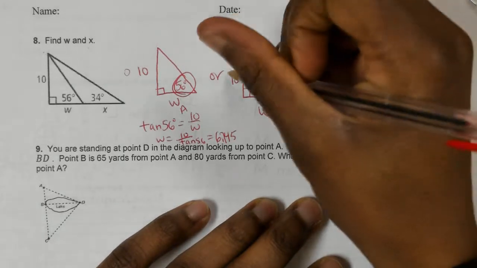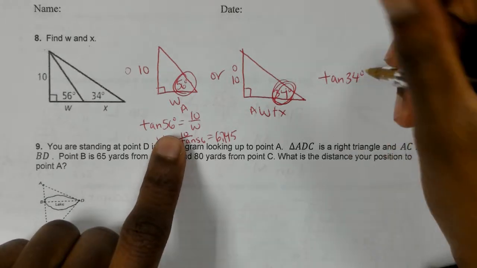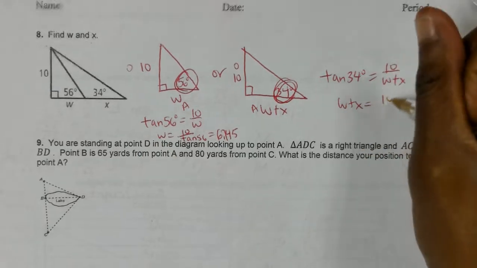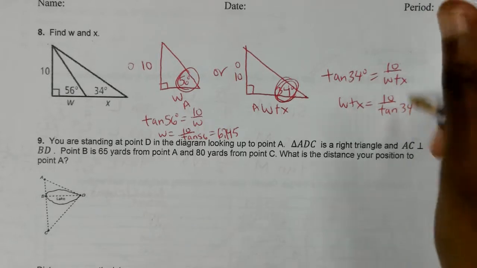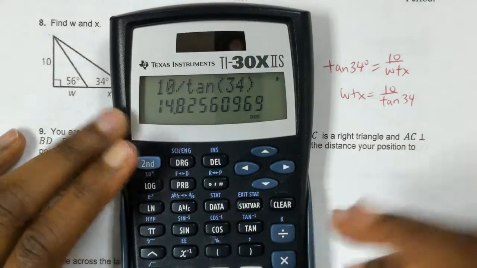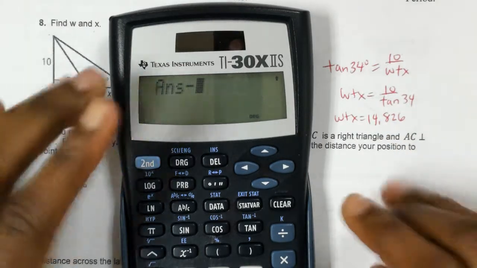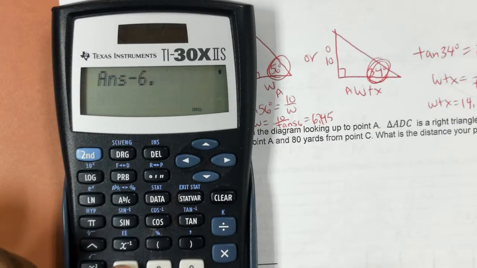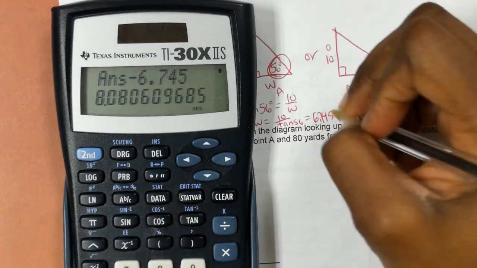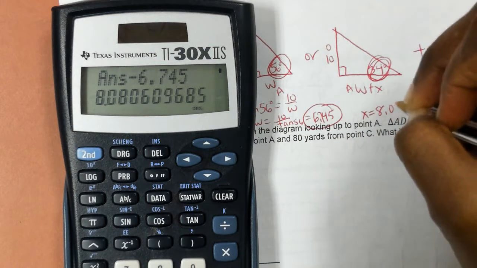This is actually still the same trig equation, so it's still tangent, but it's 34 now, so our reference angle is different, and it's 10 and it's W plus X now. So W plus X is equal to 10 over tan 34. So W plus X is 14.826 minus the 6.745 that we got before. That means W is one answer, and then X would be 8.081.